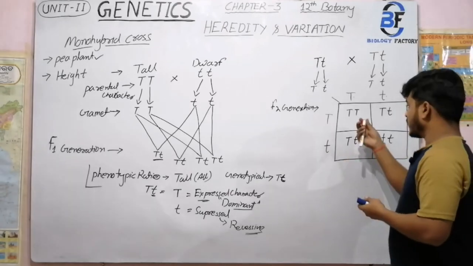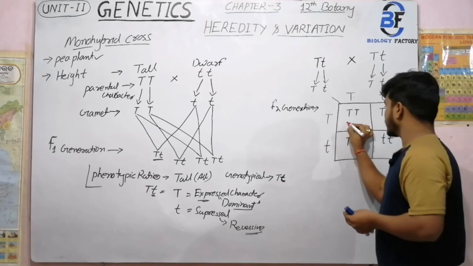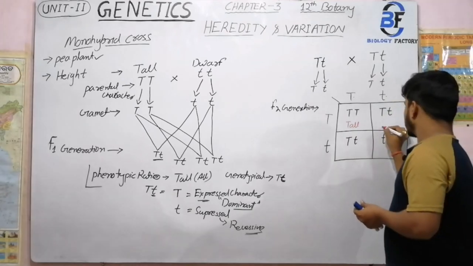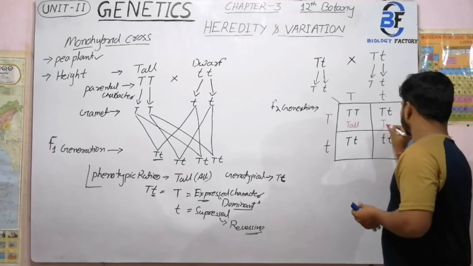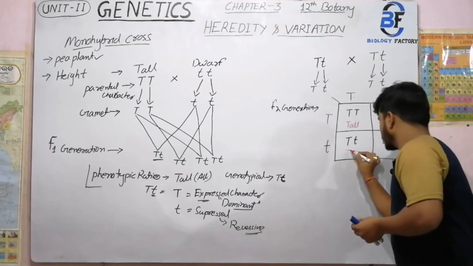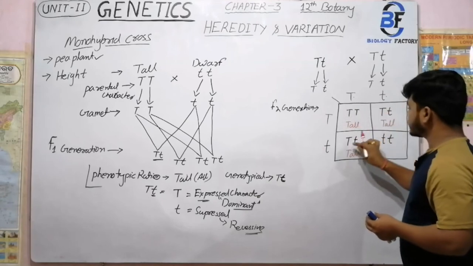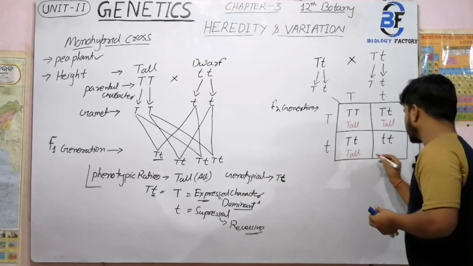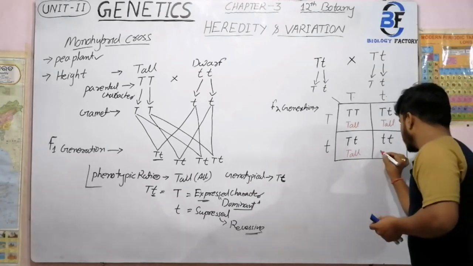If we consider the plants, then here the nature of the plant is tall. Here is also tall. Here is also tall. That means capital T is present in every one of them. Next, here both are small t, so it is a dwarf.